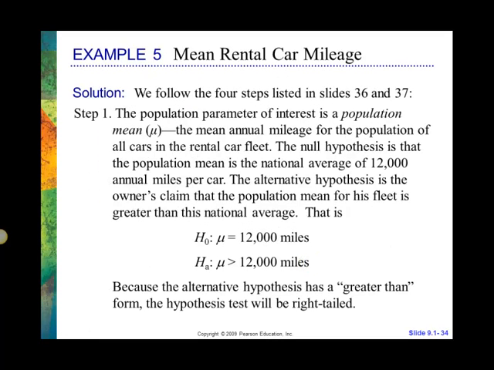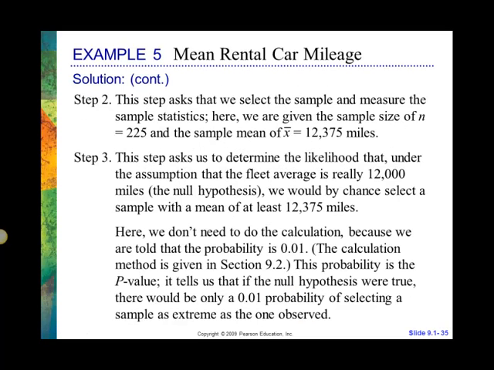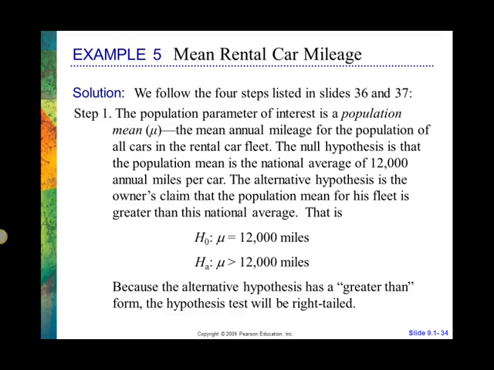So, step 1. He's got to figure out his population parameter. Well, he was talking about mean. Okay, the mean was 12,000 miles. That's the national average. He wants to know, well, what's his fleet doing? So, the null hypothesis is that the mean is equal to 12,000. The alternative is that the mean is bigger than 12,000. Okay, or greater than 12,000. It's a right-tailed test. He's only interested in, do the numbers come on the right side? Because if it's less than 12,000, he's very happy.